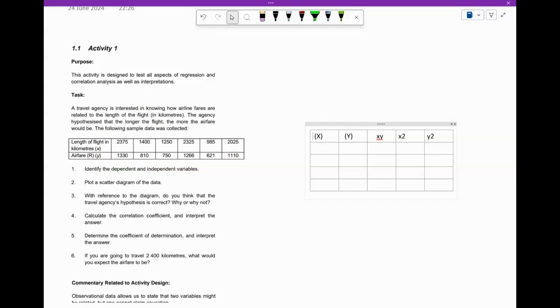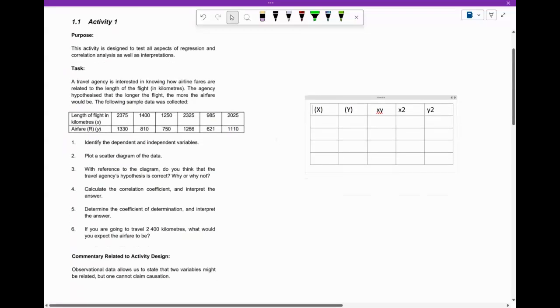Okay. So here already, you're seeing they're trying to establish, is there a relationship between the cost of the flight and the distance of the flight? Okay. So the first thing they ask us, identify the dependent and independent variables.